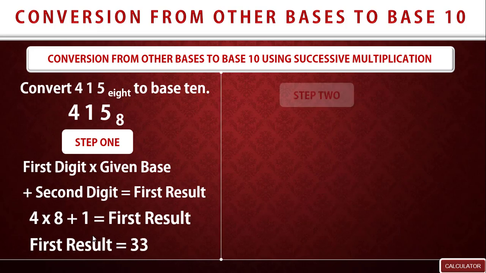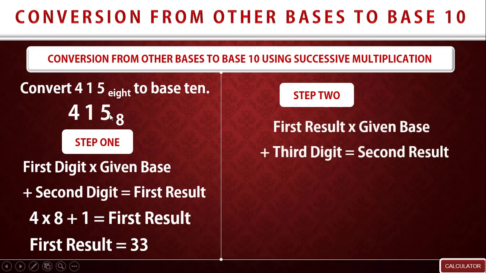Okay, now step 2. We take this first result, multiply by the given base, and then add the third digit to it. So we have first result times given base plus third digit. That will help us to produce the second result. So let's do that. Our first result is 33, multiplied by our given base, which is 8. 33 times 8, then plus our third digit, which is 5. So we have 33 times 8 plus 5.